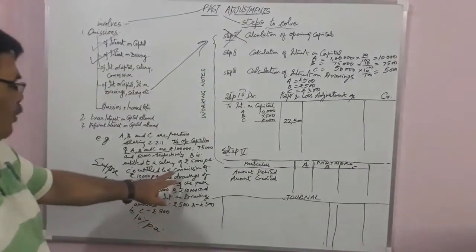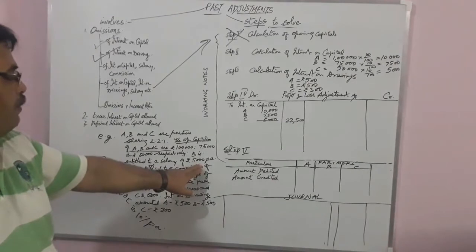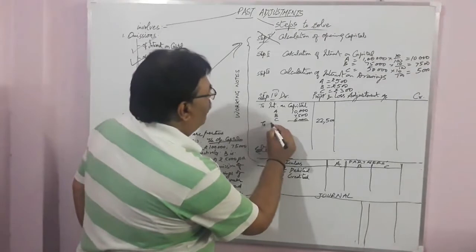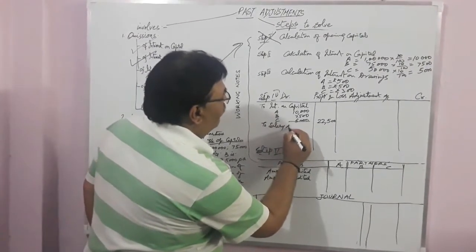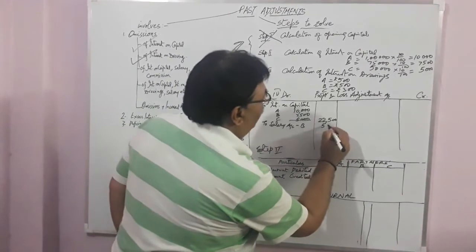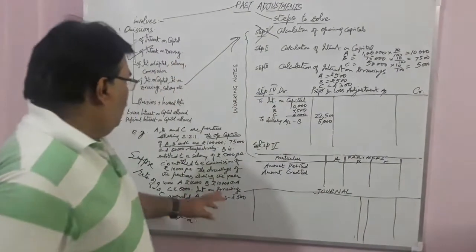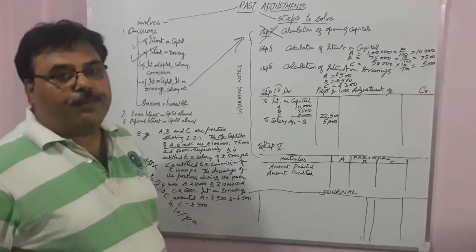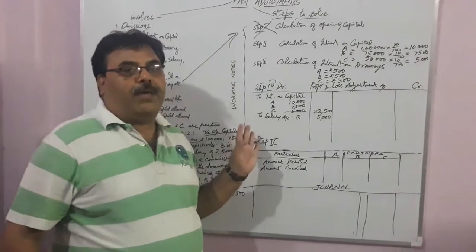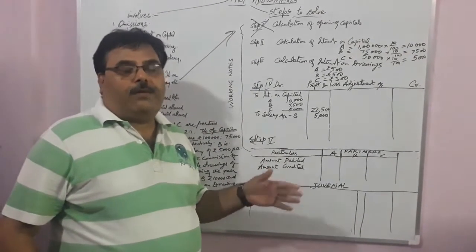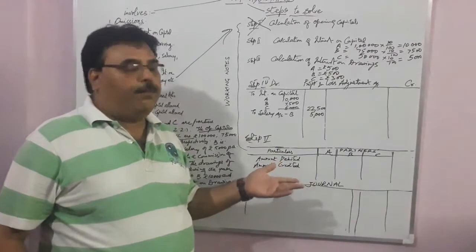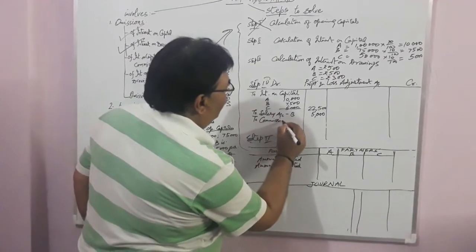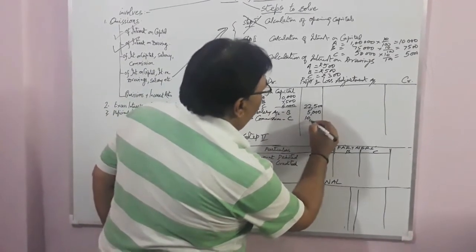Again, there is an omission of salary to B of 5,000 per annum. Salary is also an expense to the firm, so it will be written on the debit side also. And there is another omission, which is commission to C, 10,000 per annum. If a firm is paying a partner a commission, then it will be treated again as an expense to the firm, so it will be written on the debit side of the P&L adjustment account, commission to C, 10,000 rupees.